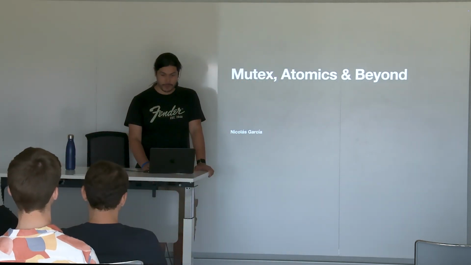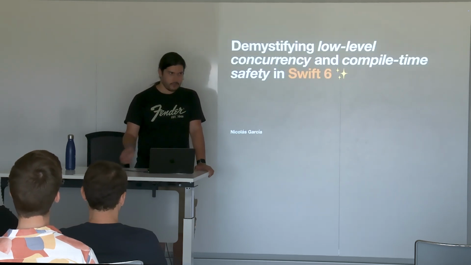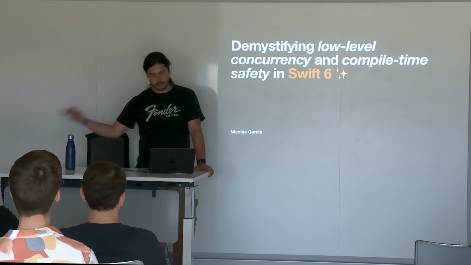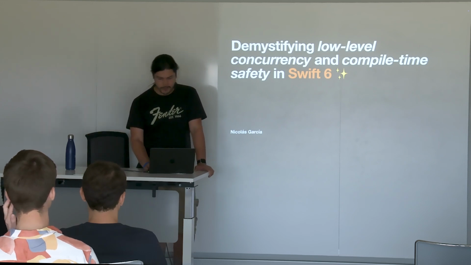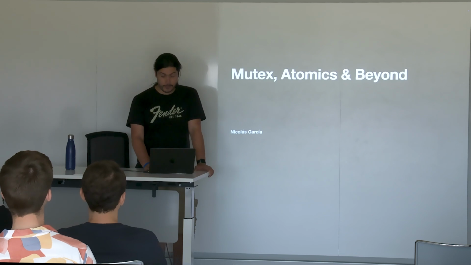Hello, everyone. This is Mutex Atomics and Beyond. Sounds a bit weird. In fact, my original idea was demystifying low-level concurrency and compile time safety in Swift 6, but it was a bit too long. So I decided that maybe this one was a bit catchier, but not necessarily easier to understand, but here we are.